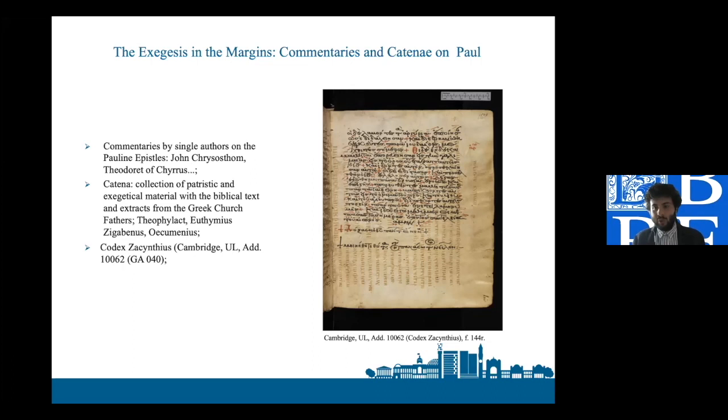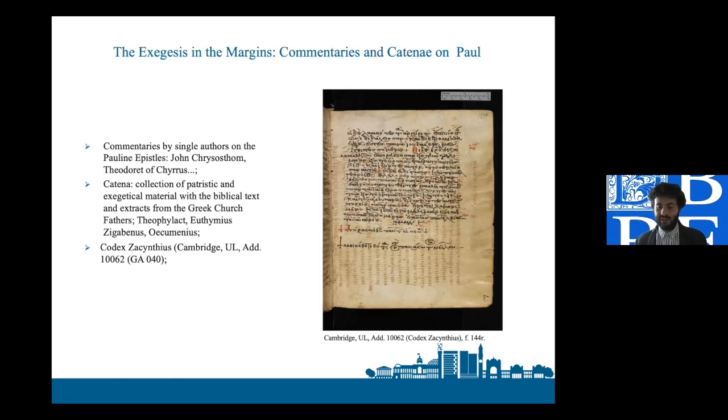The earliest attestation of a New Testament catena is the so-called Codex Zacynthius, preserved at the Cambridge University Library. I put in my PowerPoint presentation an image from folio 144 recto of the Codex Zacynthius. It is a frame catena from the 6th century with the text of the Gospel of Luke, overwritten with a 12th century lectionary. The Codex Zacynthius was studied and published by the ERC project, the Codex Zacynthius, by the University of Birmingham.